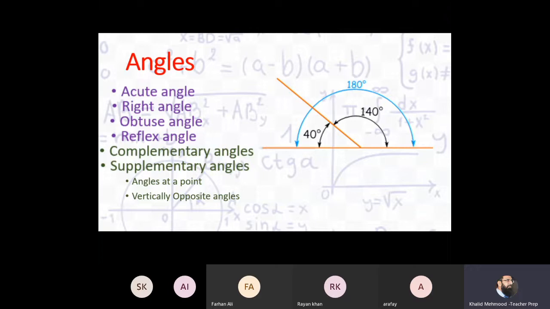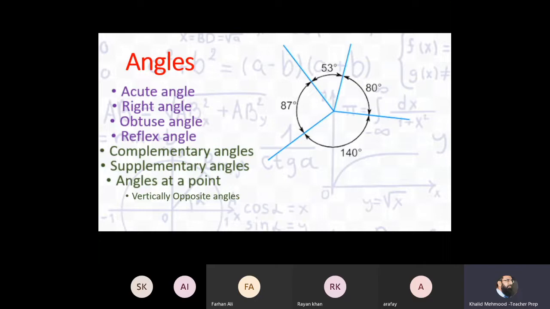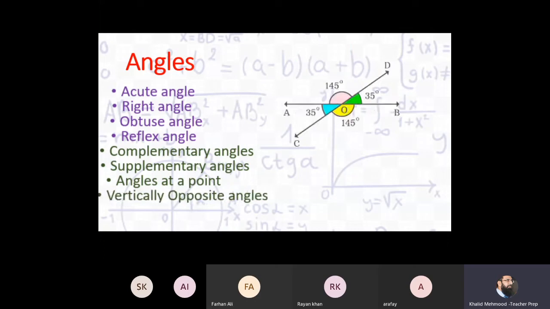Next one, angles at a point. All those angles which make a complete angle all around are called angles at a point, and these are of 360 degrees. That's why these are called angles at a point, or sometimes we also call them a complete angle.